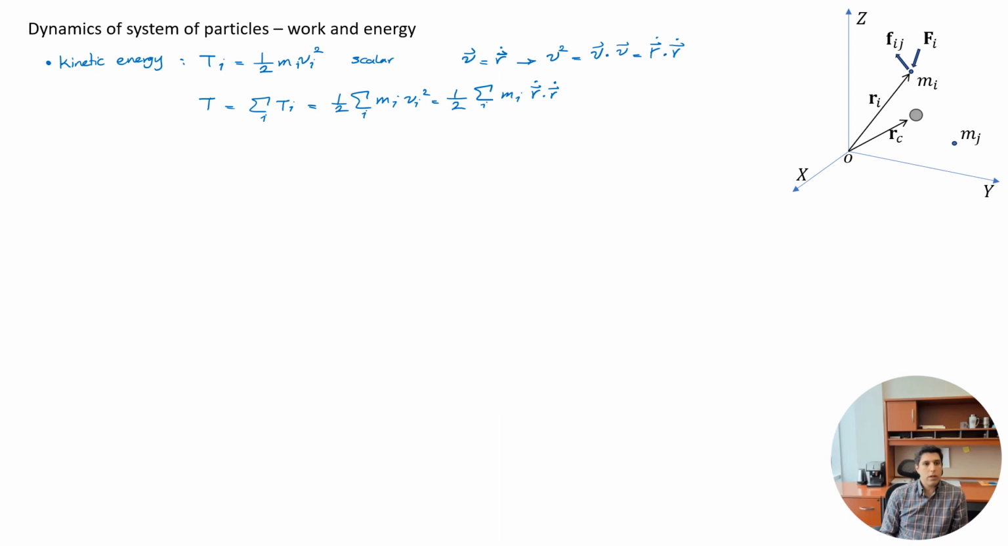Now, one thing to remember: these velocities are absolute velocities. So v is absolute velocity.